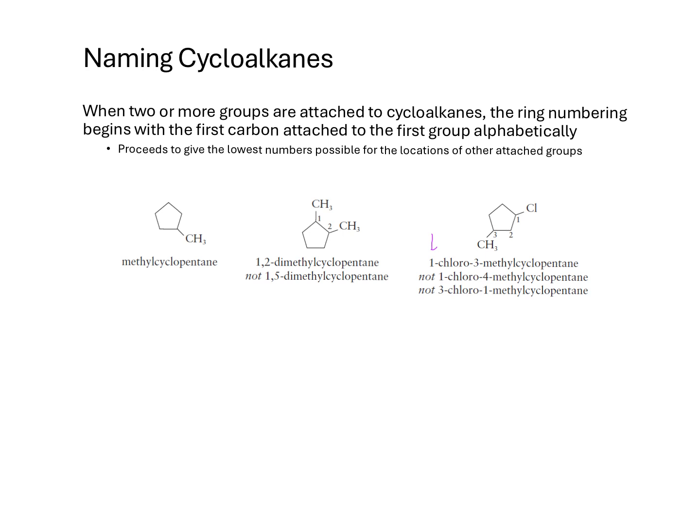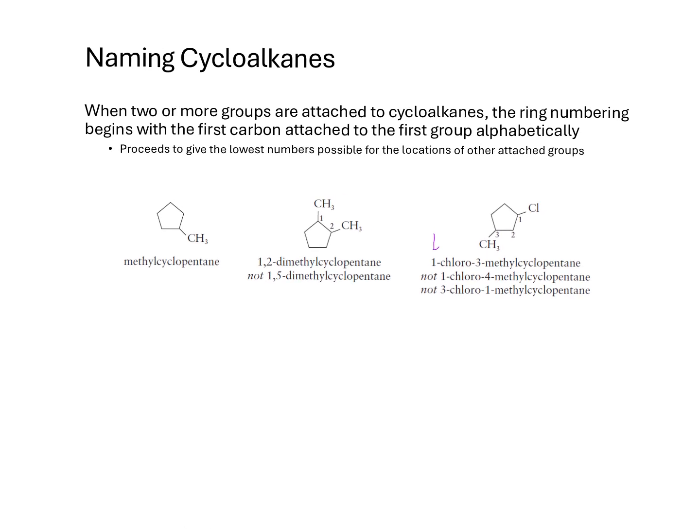So basically, if there is just one substituent on a ring, you need no number. We don't need a number. But if there are 2 substituents, then you need to give the name, and you want to give them the lowest numbers. So you would count from 1 to 2. You would not count 1, 2, 3, 4, 5. So the answer here will be 1,2-dimethylcyclopentane.